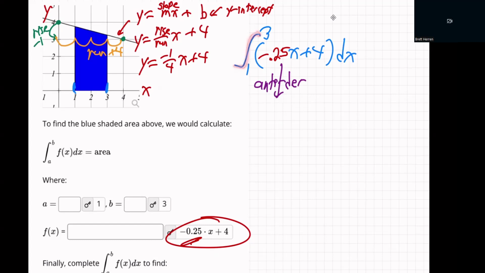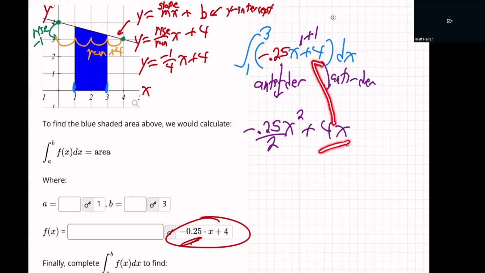You do the antiderivative. Well, how do you do the antiderivative? You know that. Here's the 1 power. You add 1. Instead of subtracting 1 from the power, you add 1. So I'm going to take that -0.25. It'll be x squared, and then divide by that number. Plus, and then what's the antiderivative of the 4? It'll be 4x. How do you know? Because if you took the derivative of 4x, it would go back to 4. So the opposite is 4x, right?